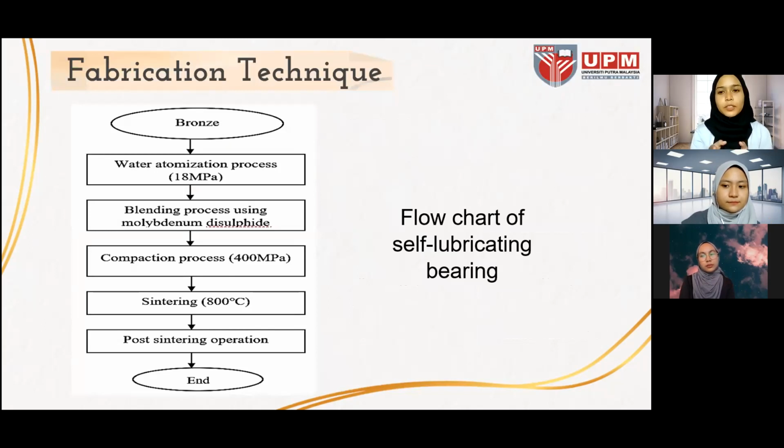The figure shows the flow chart of self-lubricating bearing. The raw material used is bronze. Next is the water atomization process at a pressure of 18 MPa. Blending process using molybdenum disulfide as a binder. Compaction process at 400 MPa pressure. Centrifugal process at a temperature of 800 Celsius. And lastly, post-centrifugal operation. Next.